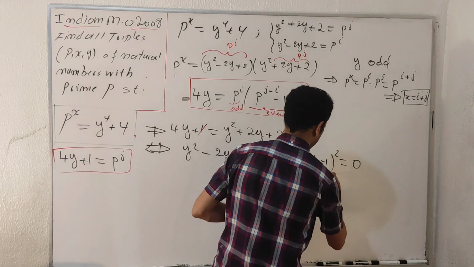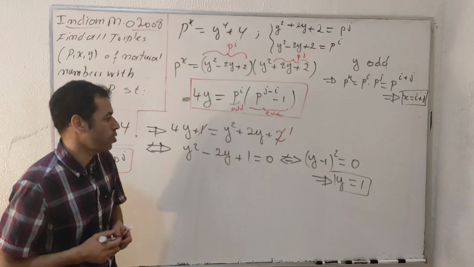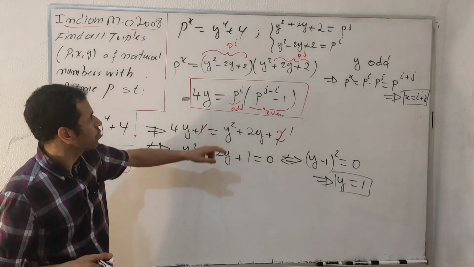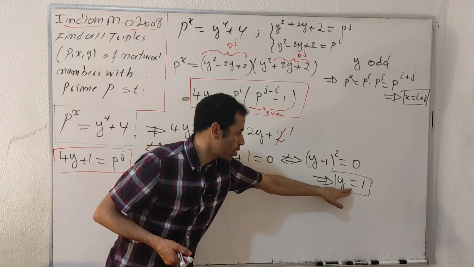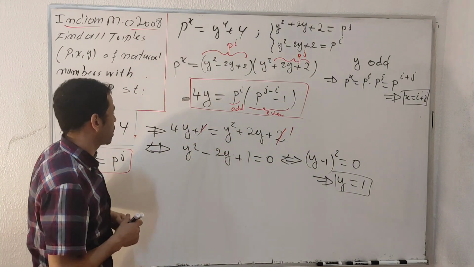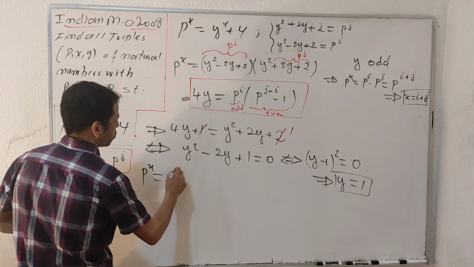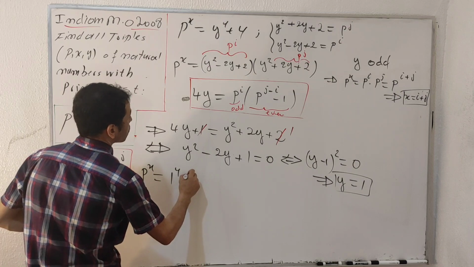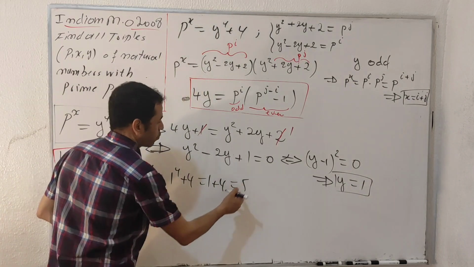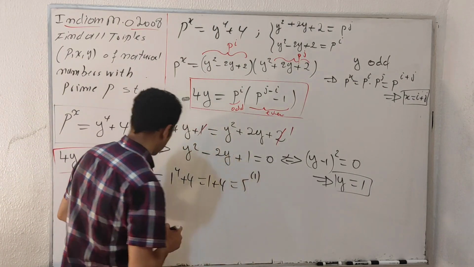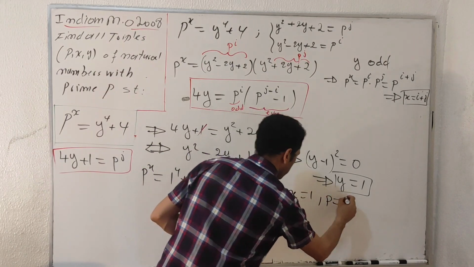So this one is telling us y equals 1, okay. Now I found the value of y equals 1, so now it's simpler to find x and p. I'm simply going to replace this found fact into the original equation to find x and p. So we'll have p to the x equals y to the 4, which is 1 to the 4th, plus number 4, which is 1 plus 4, which equals 5. Since we have p to the x equals 5, which means the exponent equals 1, okay. So this one is telling us x equals 1 and p equals 5.